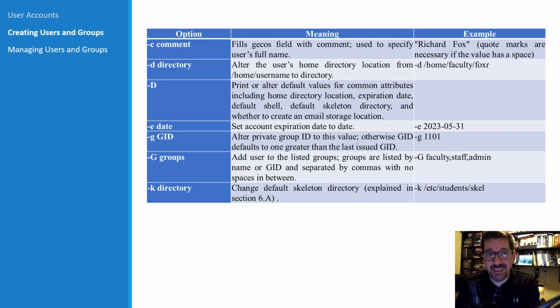We usually use something like LDAP or Active Directory, or we integrate with some login system for that kind of thing. But these are some of the options for the useradd command. You've got -c to add a comment, -d to set the user's home directory if you don't want it to be the default, and so forth. You can also put them in a default group instead of creating their own private group.